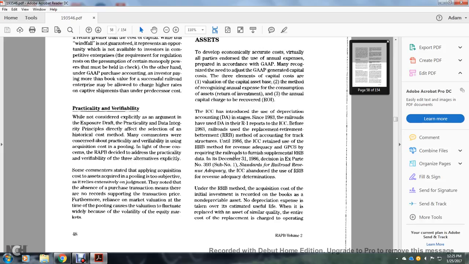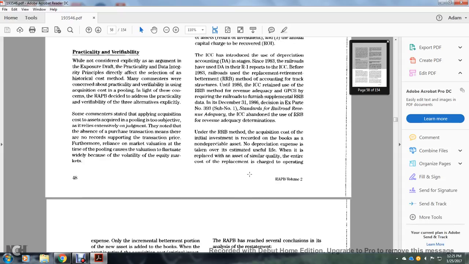betterment data, on December 31st, 1986, in the decision Ex Parte 303, standards of railroad revenue adequacy, and the ICC amended the use of the Railroad Retirement Board, Railroad Retirement Betterment, in revenue adequacy determinations.